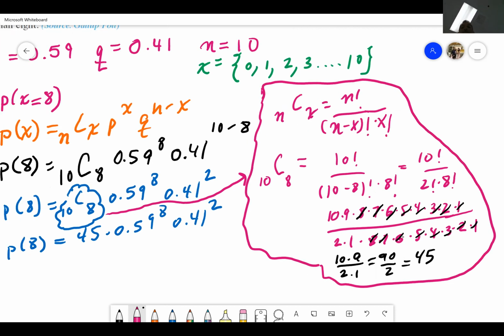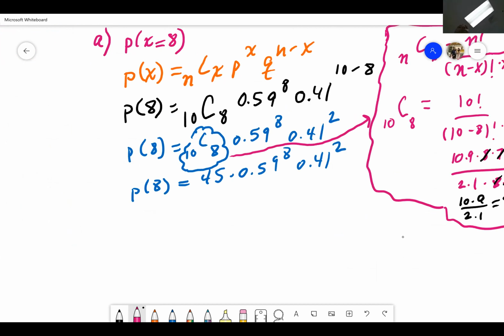Okay. So now all that's left to do is take 45 times 0.59 to the 8th power times 0.41. Does everybody know how to raise any base to an exponent other than 2 on your calculator? Does everybody know how to raise it to the 8th power? All right, if you have a question, please ask. Now, I'm going to go ahead and compute on my calculator. You can compare your calculation to mine.